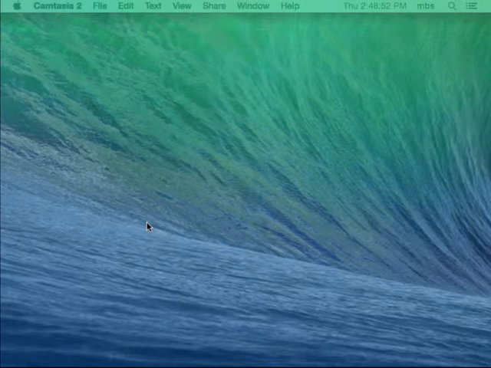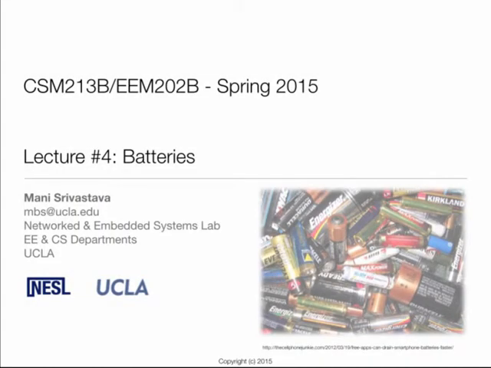Okay, so that was the story insofar as modeling is concerned. I'm going to assign some papers which will touch upon this modeling for some other aspects of the systems, but for now we are going to move to another aspect of the system which is very important, which is batteries.